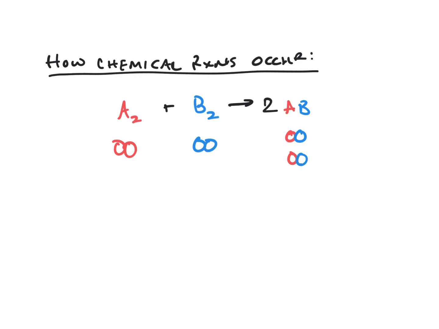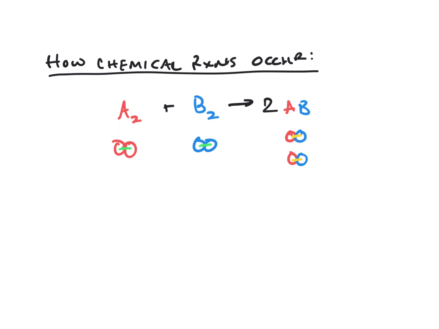As we learned about in class, remember that all chemical reactions involve some sort of bond breaking and bond making. So in this case, the bonds that I'm breaking are the bonds in A2 and B2, and the bonds that I'm making are the bonds between A and B, and I'm making two of those. Something to keep in mind.